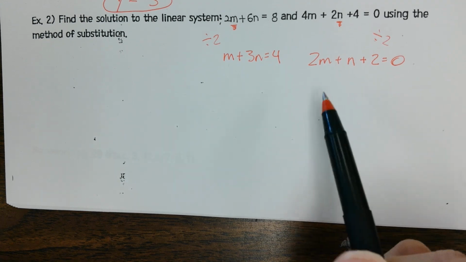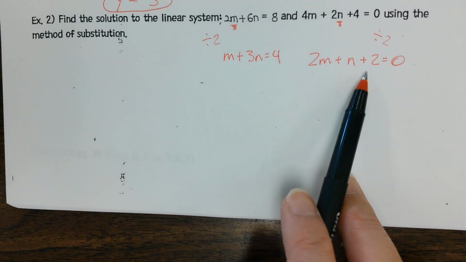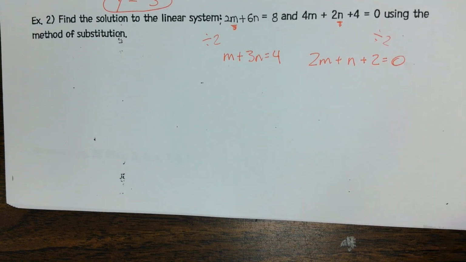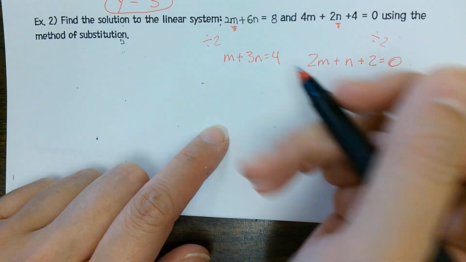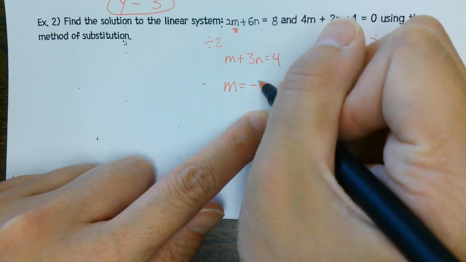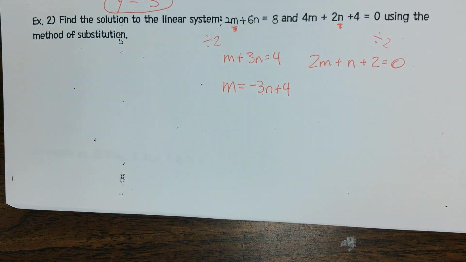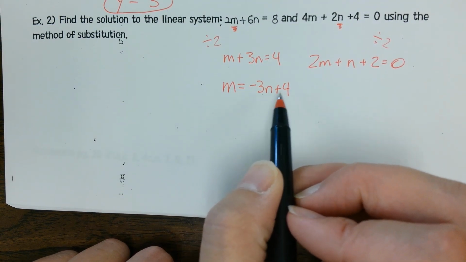Okay. So now I can isolate the variable. Now I can take a look at these, because sometimes when you reduce it, you see more. Okay. So since Ariane said the m, let's do the m, because he raised his hand first. So I isolated the m. I get m equals negative 3n plus 4.